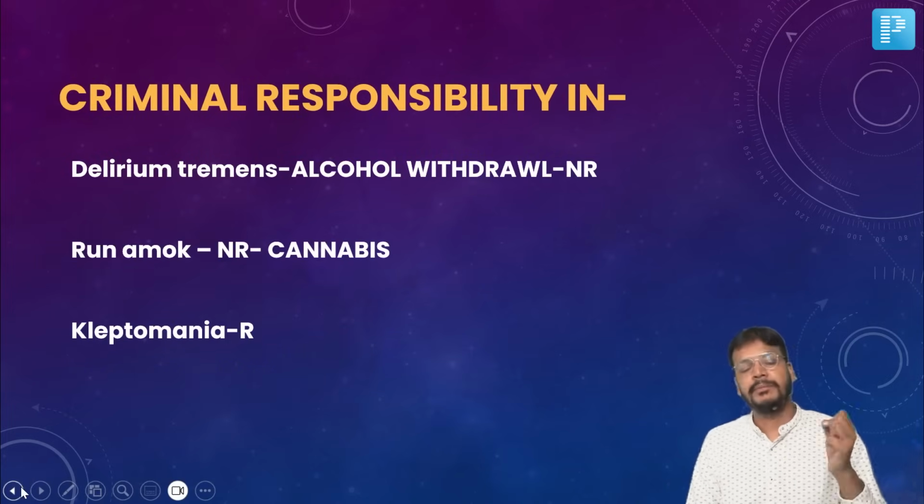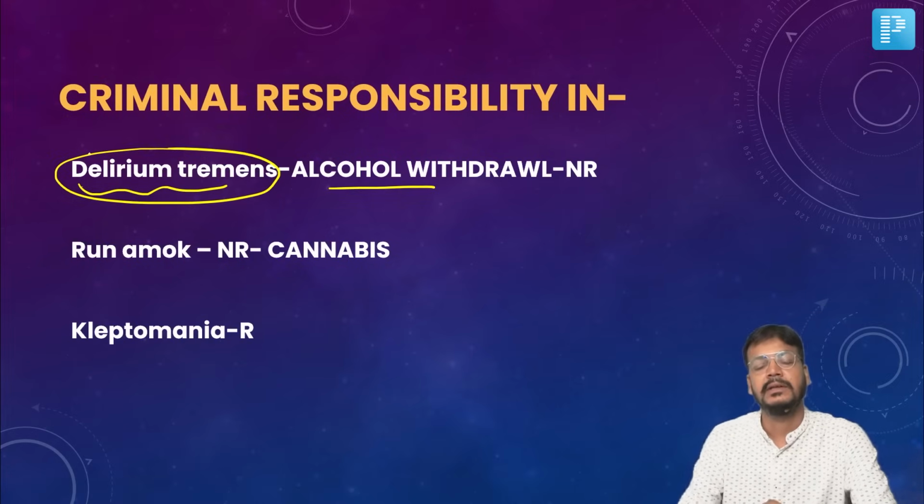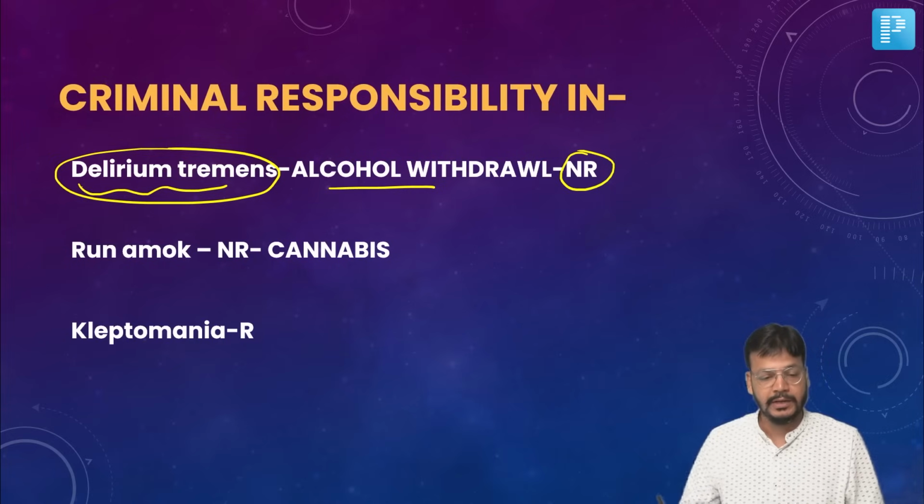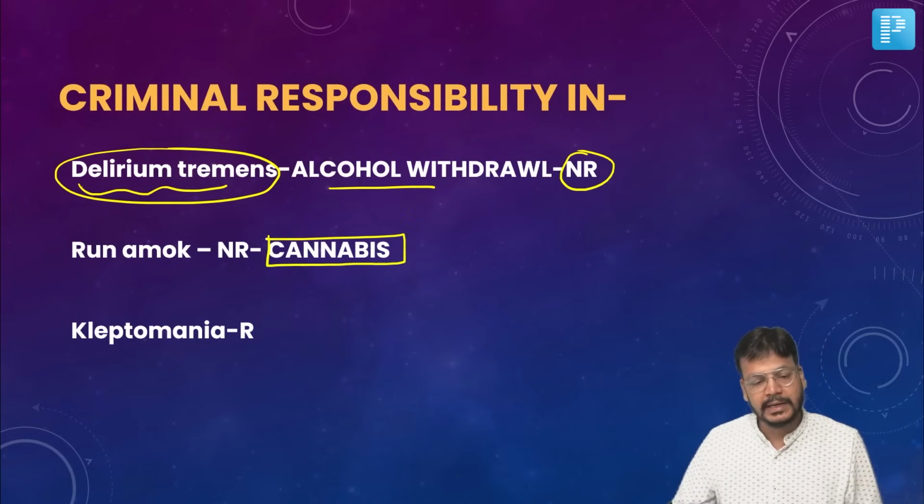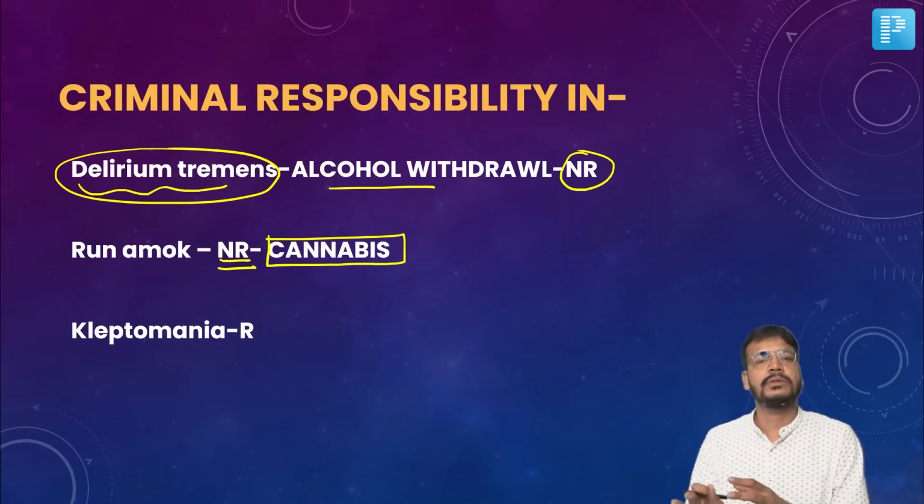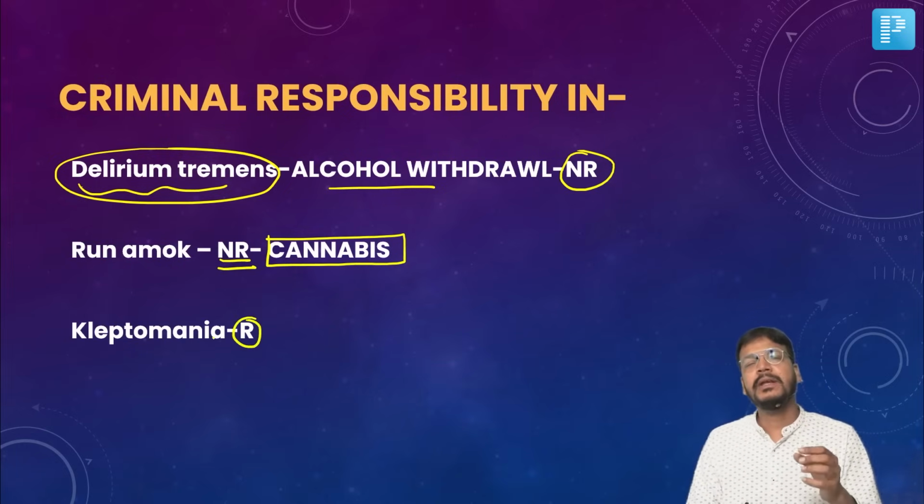Now, sir, remember criminal responsibility after alcohol withdrawal. Doctor Sahab, alcohol withdrawal is known as delirium tremens. Here, the person is not responsible because delirium means disoriented to time, place, and person. You are not responsible. Running amok is very common in cannabis. Doctor Sahab, what is running amok? You are having homicidal and suicidal tendency. You are not responsible.